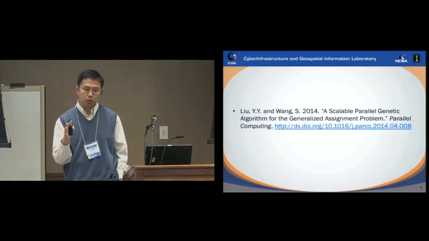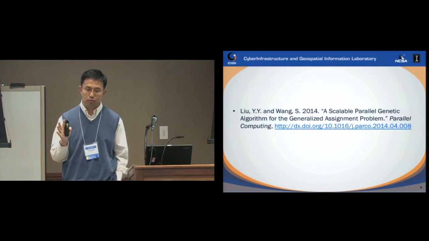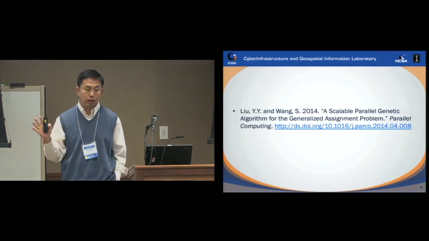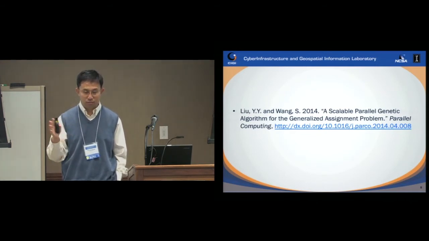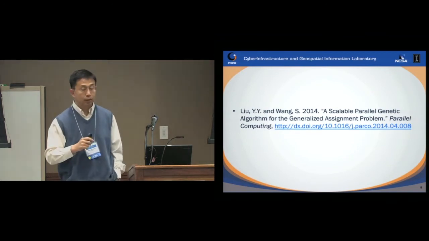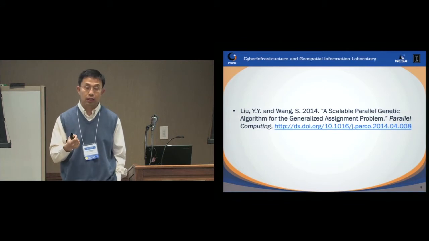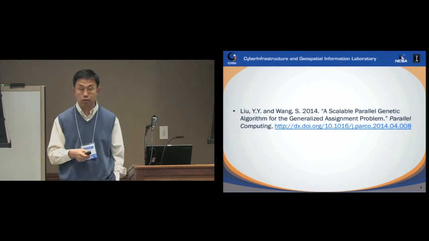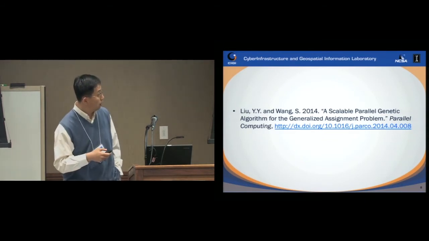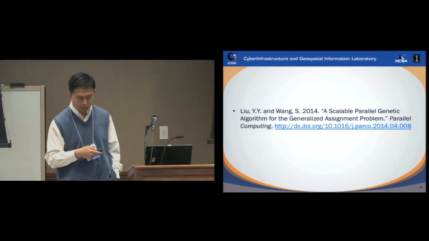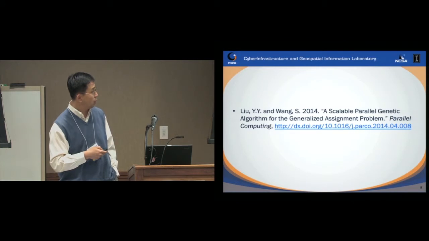Because these spatial decision problems appear across many geospatial domains, we developed a generic genetic algorithm library based on parallel computing. This work is published in a parallel computing venue, and you can check it out there for more technical details and performance evaluations.